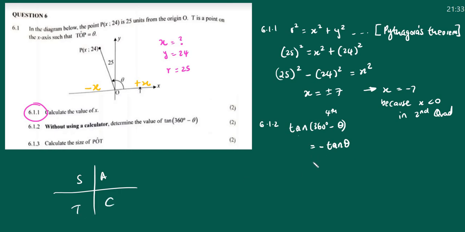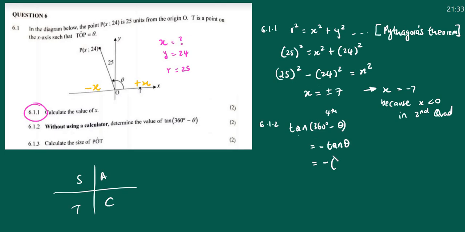Now that you have negative tan theta, let's remember that tan, according to SOHCAHTOA, is opposite over adjacent. Opposite is y, and here you have x. So I'm just writing this; you don't really need to write it, you just need to write the answer.